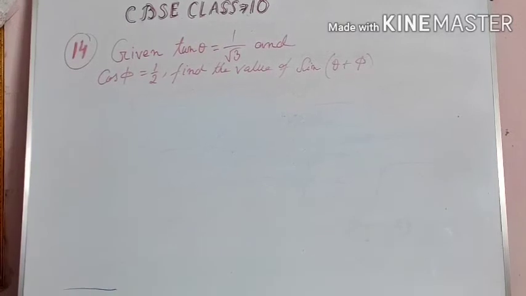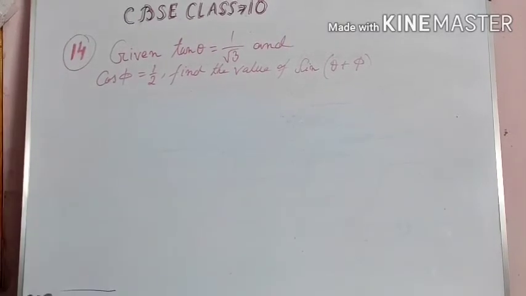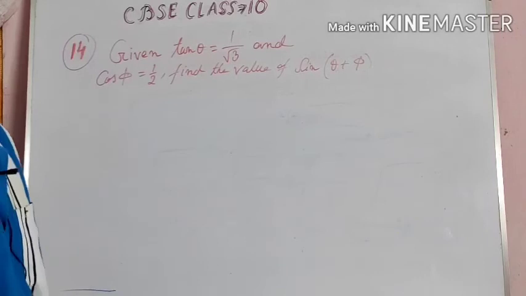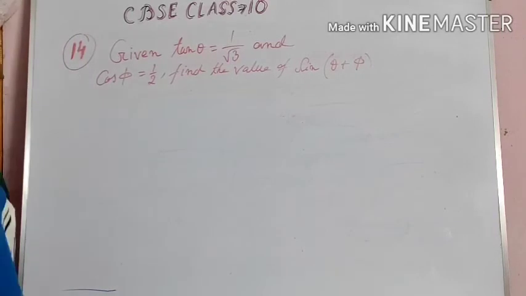CBSE class 10 question number 14. Given tan theta is equal to 1 by root 3, cos phi is equal to half, find the value of sin (theta plus phi).